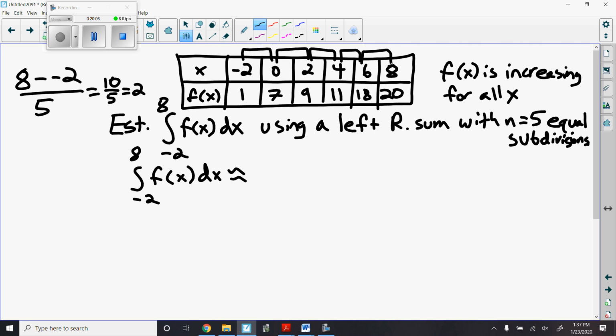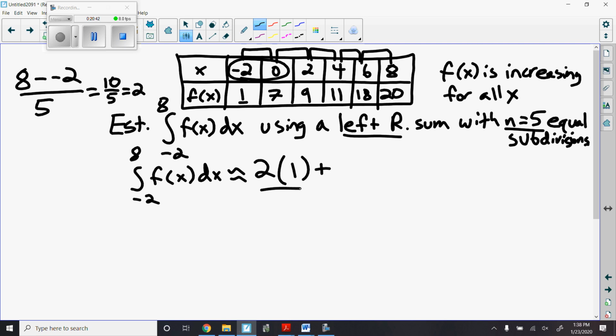For my first rectangle, that's a width of 2, right? It's the difference between these two numbers. And since I'm using a left Riemann sum, I want to use the left height. If you think about it on a graph, we'd start from the left side. The left side of that region would be -2 with a height of 1. Okay? And I have to add together all the rest of these 5. I'm doing n equals 5, so I should have 5 different rectangle areas.